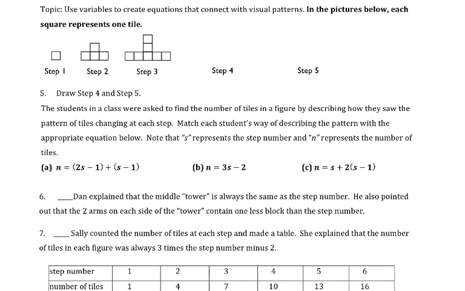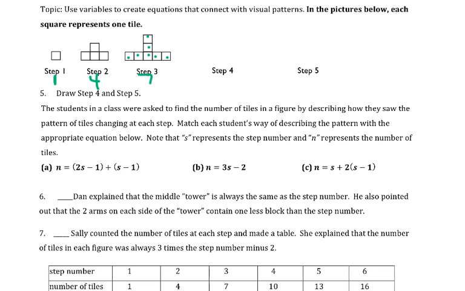Alright. And it says use variables to create equations that connect with visual patterns. Okay. So, step 1 we have 1 box. Step 2, tiles, we have 4 tiles. Step 3 we have 1, 2, 3, 4, 5, 6, 7. So what would it look like?